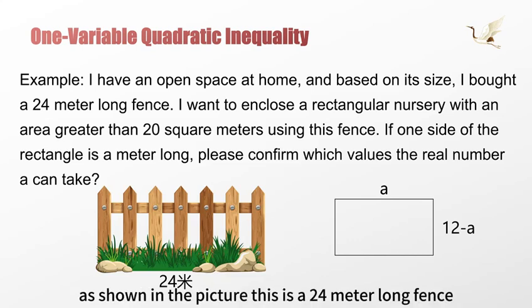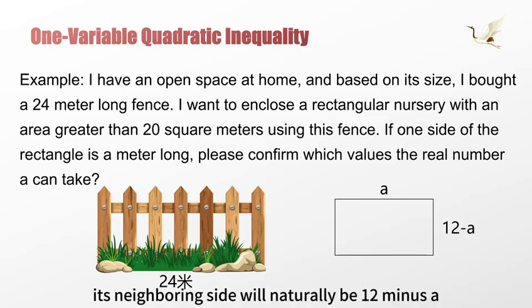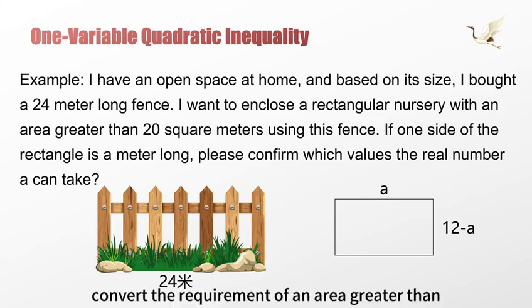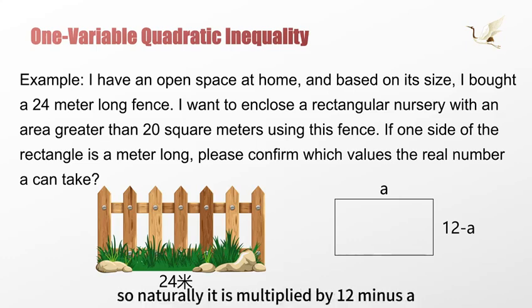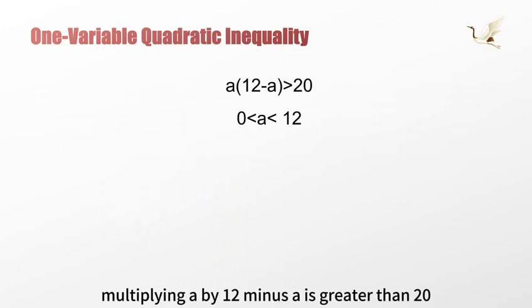As shown in the picture, this is a 24-meter long fence. We have divided it into 4 sections to form a rectangle. So if we set one side as a, its neighboring side will naturally be 12 minus a, right? Can you convert the requirement of an area greater than 20 into an inequality? Yes, the area of a rectangle is calculated by multiplying its length by its width, so naturally it is a multiplied by 12 minus a. So the inequality is that a times 12 minus a is greater than 20.